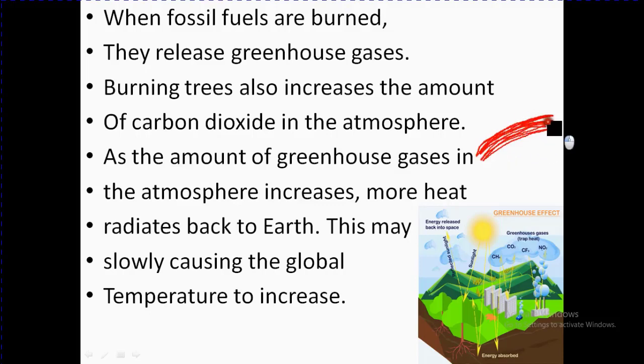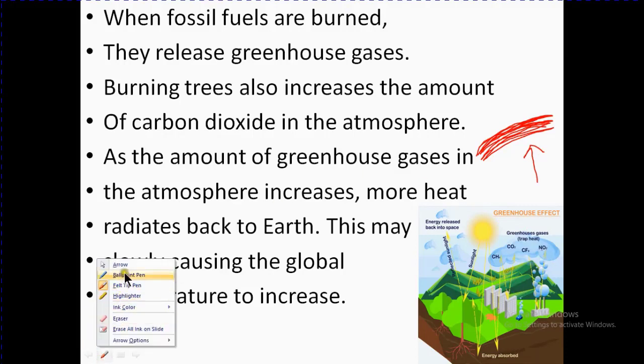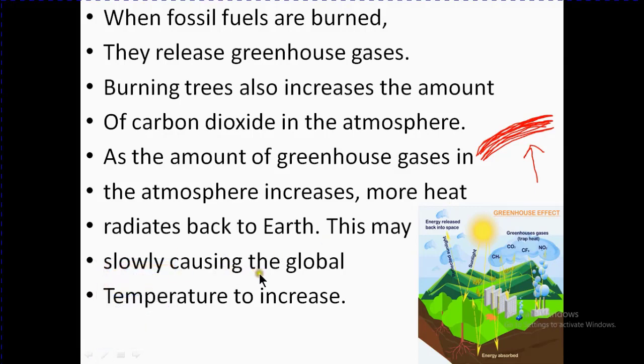When they don't allow these kinds of gases out, what happens? The temperature of the earth is going to increase continuously. This may slowly cause the global temperature to increase. So in this way, every year, the temperature of the earth increases slowly.